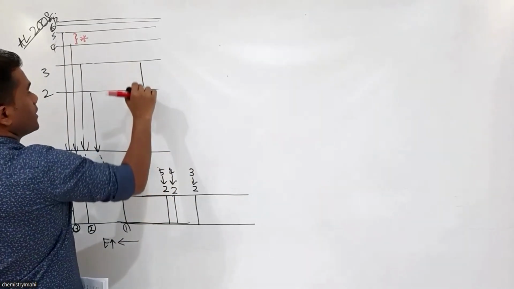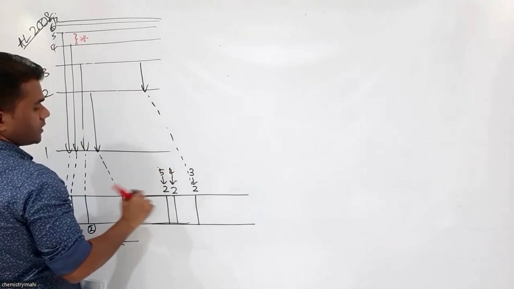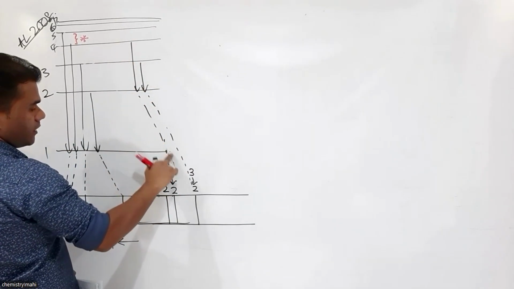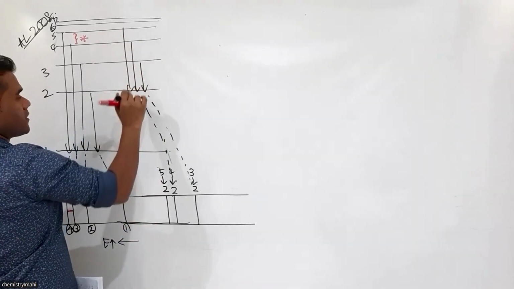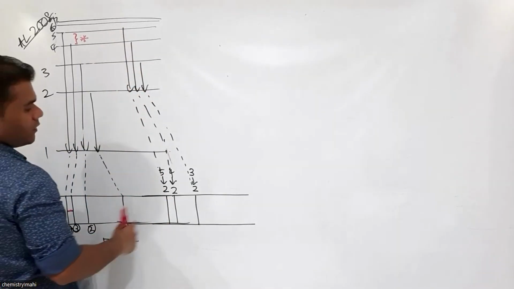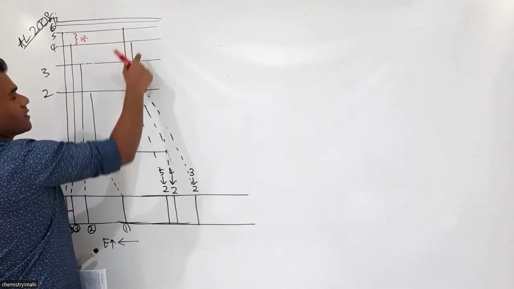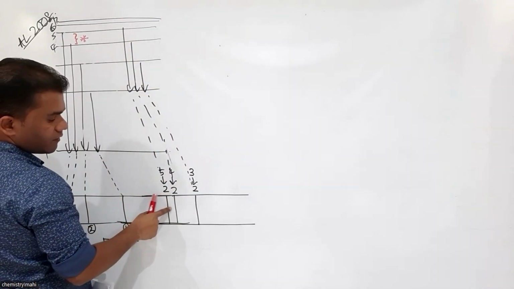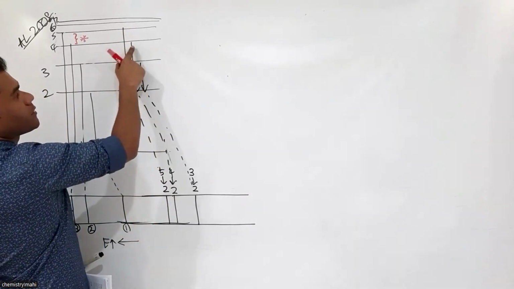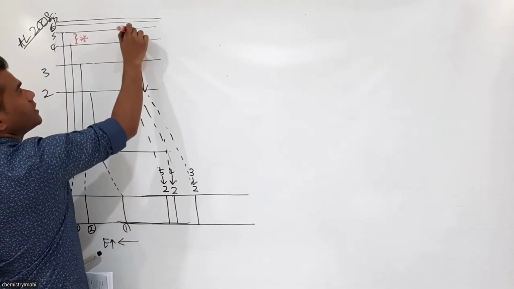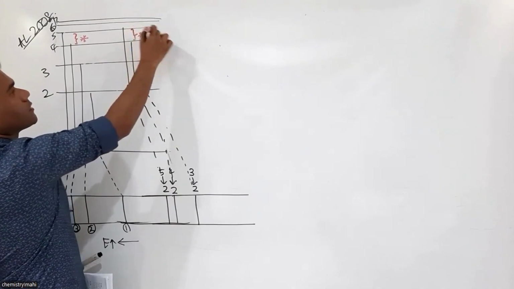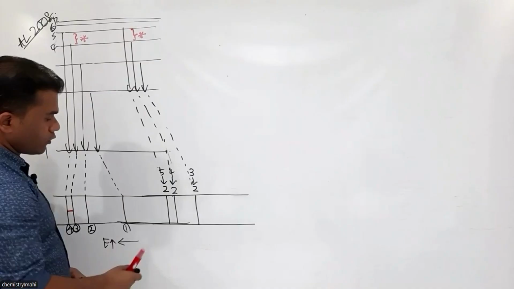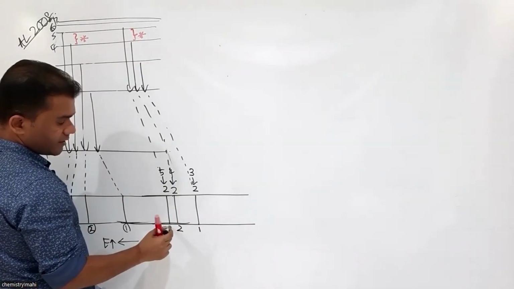Then 3 to 2 means this one. This is the first line. 4 to 2 means this one. This is the second line. Right? 5 to 2 means this is the third line. Then look at this one. The gap between these two represents the energy difference between these two transitions. That's our gap. These two gaps are the same.